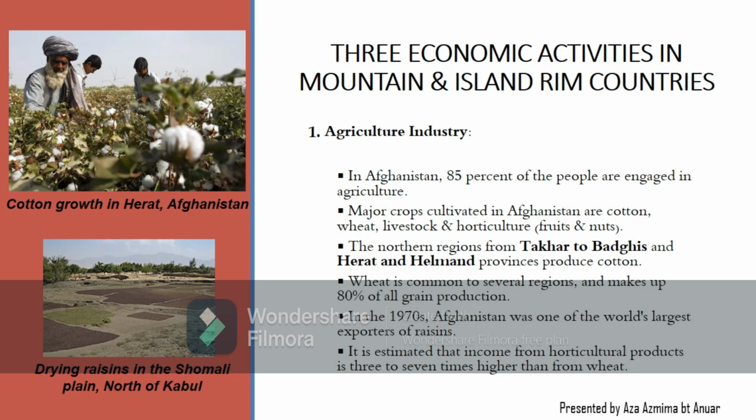In the 1970s, Afghanistan was one of the world's largest exporters of resin. It is estimated that income from horticulture product is 3 to 7 times higher than from wheat.